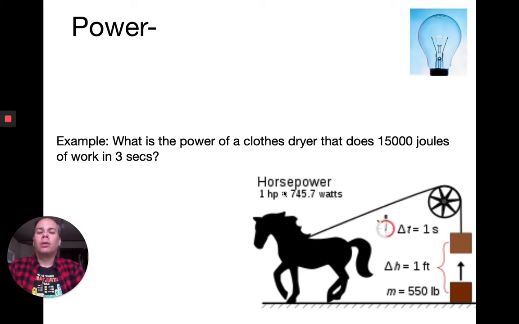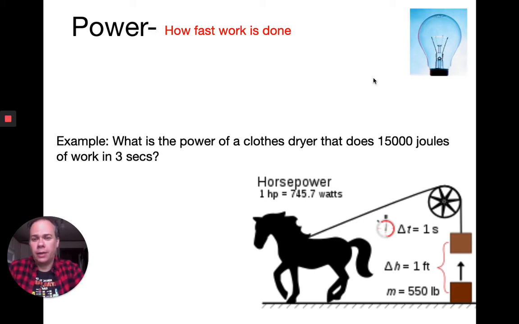This concept of power is a measurement of basically how quickly work is done, how fast work is done. So it requires you to know how much work was done and how long it took to do that work. And so that's called power. The formula that we have for power, you could probably guess based on my description, is work done divided by the time it took to do that work.